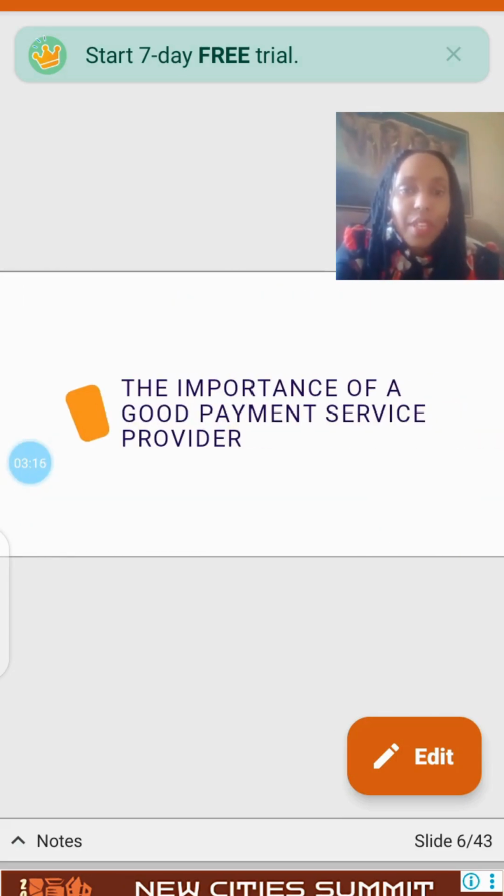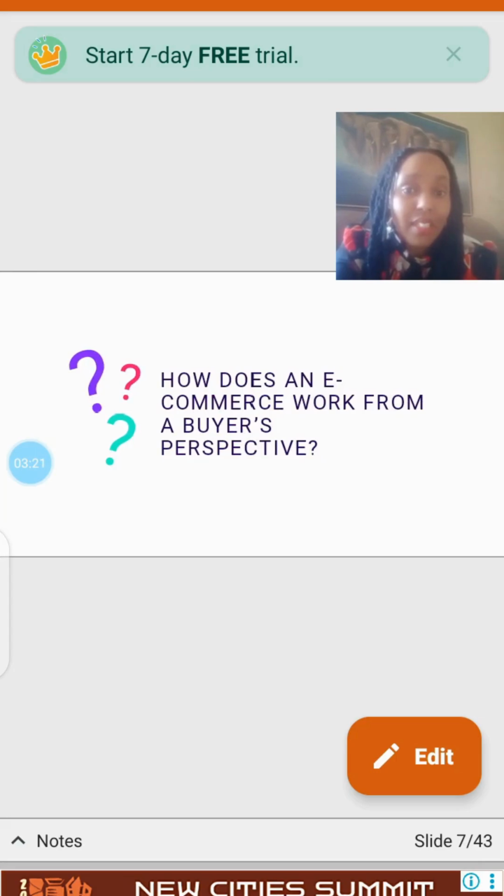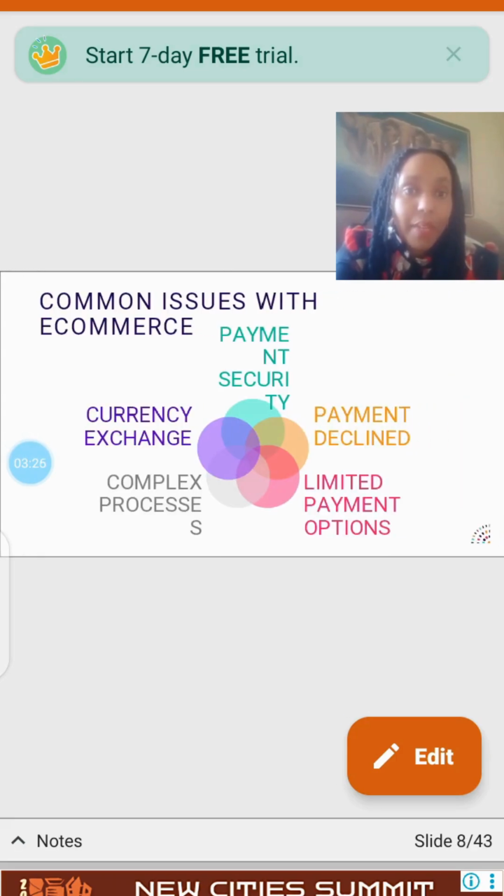So let's go to the importance of a good payment service provider. Number 1, what is a service provider? How does e-commerce work from a buyer's perspective? At the end of the day we must include our buyers, because they're the ones who are buying. We are the sellers, they are the buyers. Number 1, common issues with e-commerce: currency exchange. If I'm in Kenya we use shillings, but my customer is somewhere else, using Ugandan shillings or Tanzanian shillings or even dollars. So that's currency exchange.